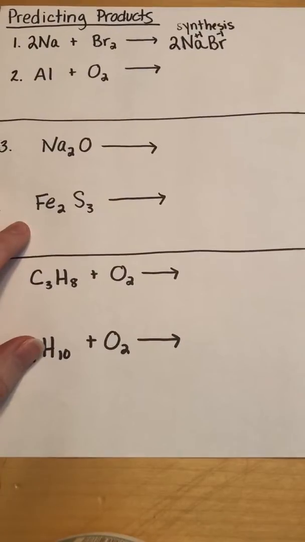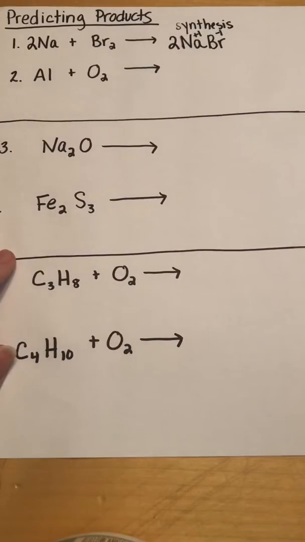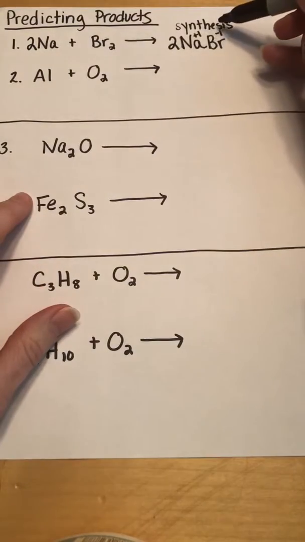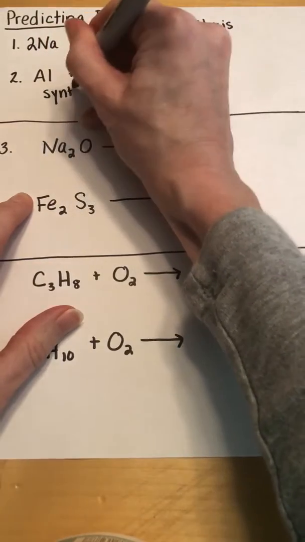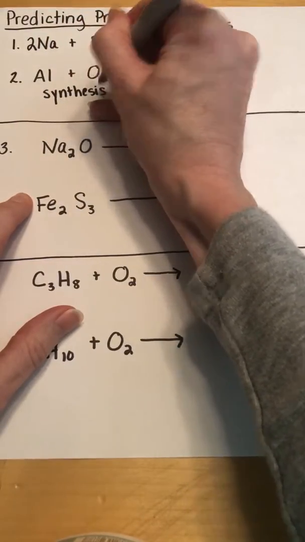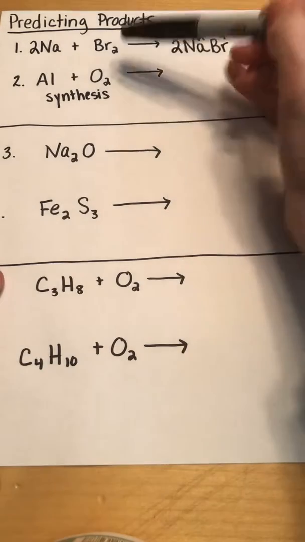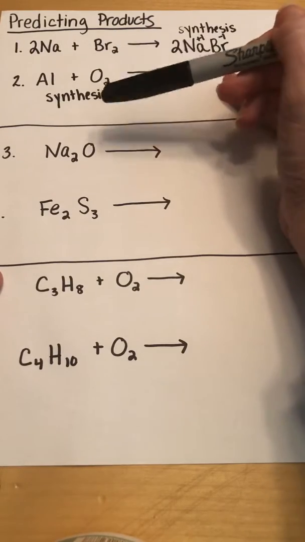All right, let's look at the next example. Aluminum and oxygen. Again, since it's just 2 single elements, the only thing that those 2 can do is combine together, and this is what we call a synthesis. So this is going to be another example of a synthesis reaction. So when you're predicting products, that's always your first step: identify the reaction type based on what reactants you have.